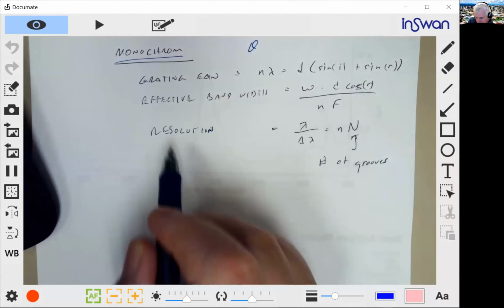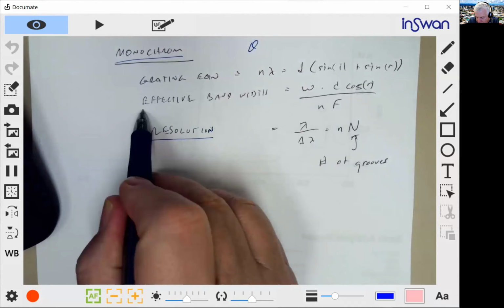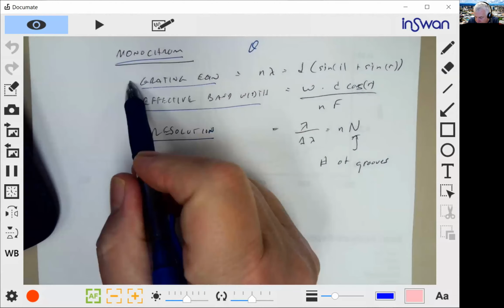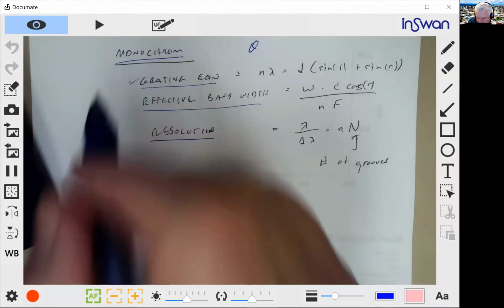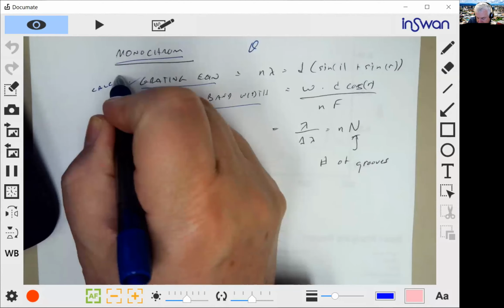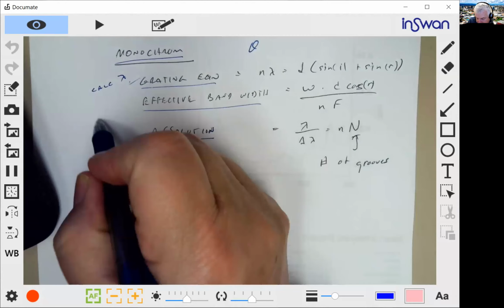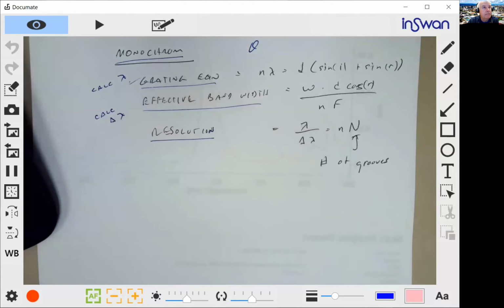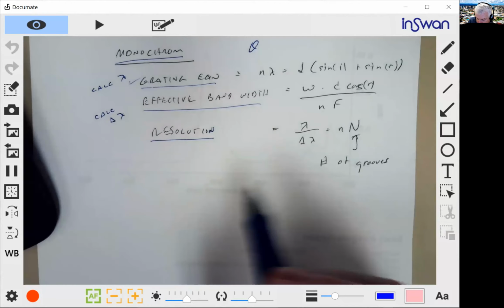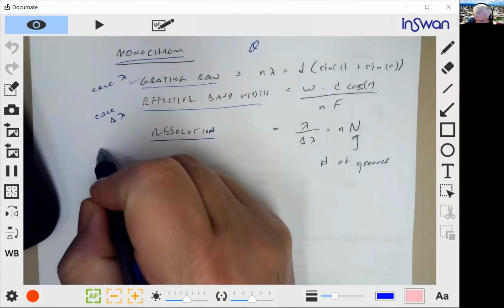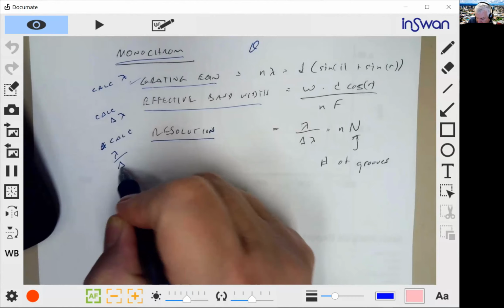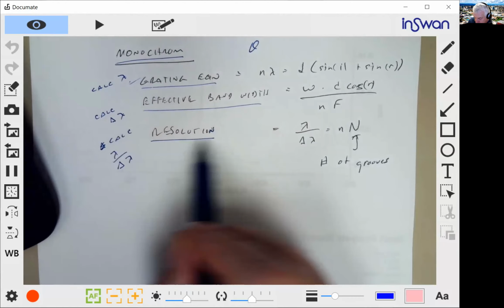Basically, I forgot to mention there is a third component to the grading question. For the grating monochromators, one is the grating equation to calculate lambda. And then there's the effective bandwidth, which is to calculate delta lambda. And then there's a third consideration, which is to calculate lambda over delta lambda. And this is called resolution.